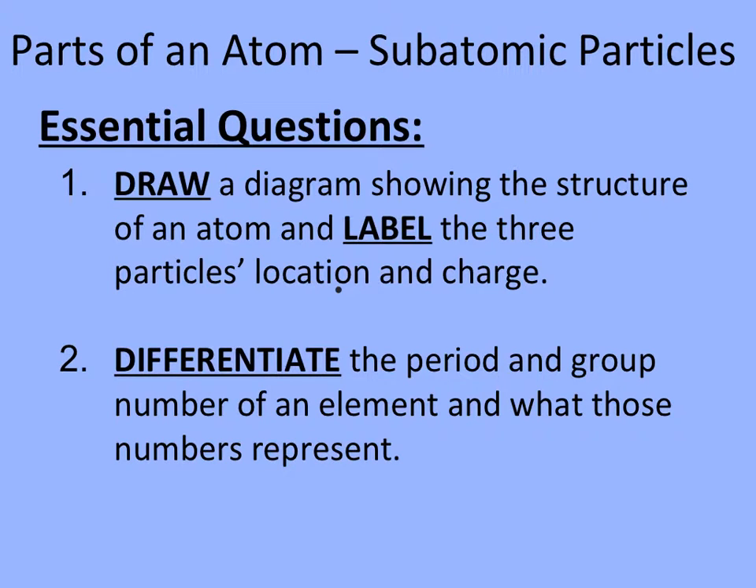Welcome back to part 2 of parts of an atom. What we're trying to figure out here is the key parts of the atom, what the different particles within it are, and also where I can find them on the periodic table. This second essential question focuses on the periodic table and how we get that information, knowing an element's period and an element's group.